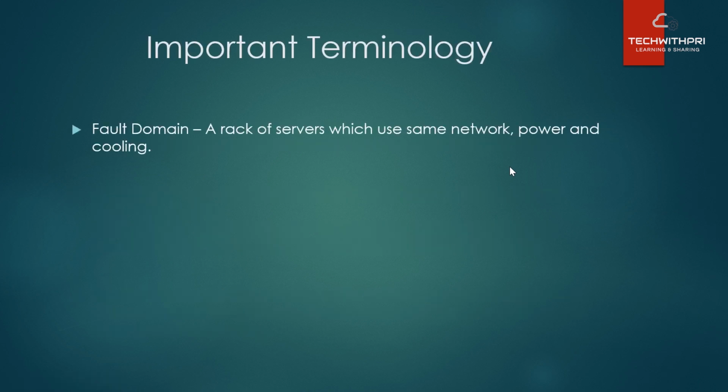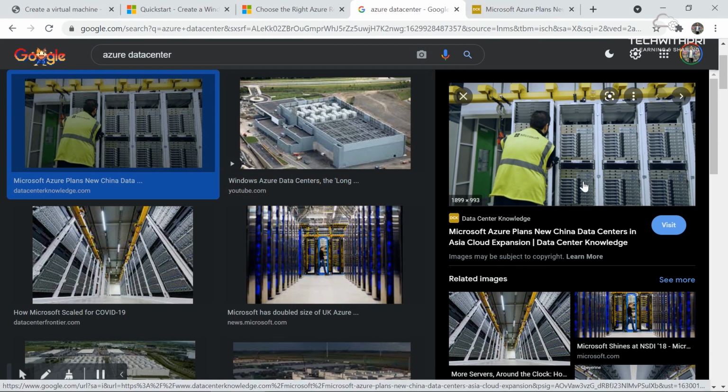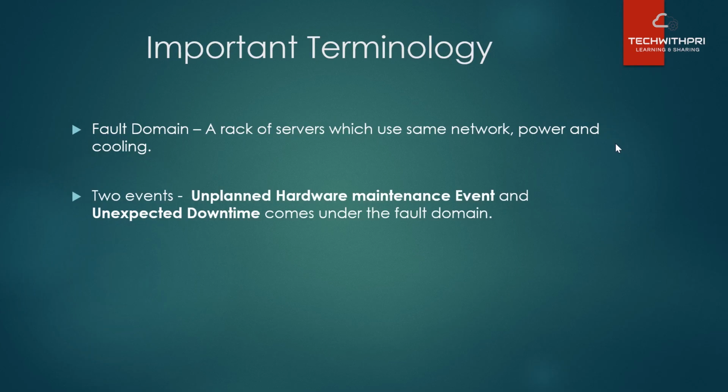So the fault domain, like I said, is a rack of servers which use the same network, same power and cooling. Now if I just go back, the power supply, cooling and networking would be different from this different fault domain or the different rack. Now we need to understand two things here. One is unplanned hardware maintenance events and unexpected downtime, and that's where we are going to use the availability set, right?